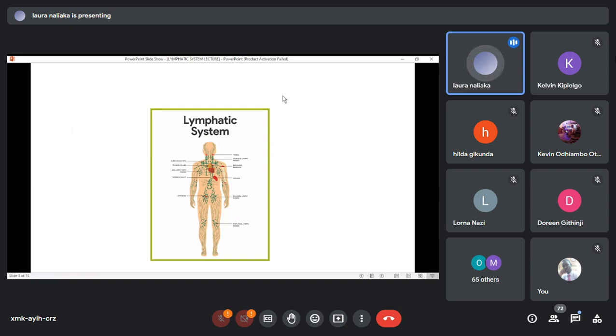This is a diagrammatic representation of the entire lymphatic components that are part of the lymphatic system, all the way from the head to the lower limbs, including the appendix, spleen, and even the thoracic duct.